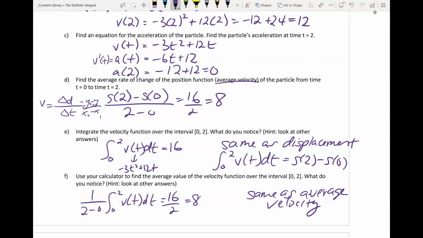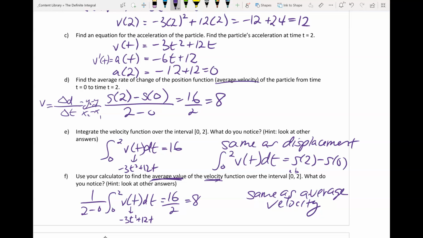And lastly, we want to find the average value of the velocity function. So for average value, we're going to use a formula from the last lesson to calculate that. And that's 1 over b minus a. In this case, it's 2 minus 0. And our bounds are from 0 to 2 of our velocity function, which again is negative 3t squared plus 12t.